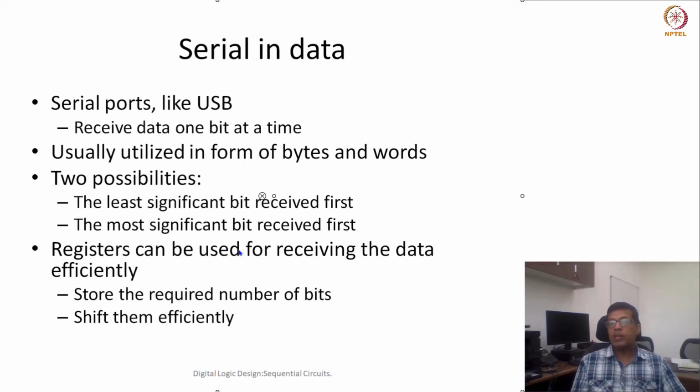Now when we are receiving it bit by bit, there are 2 possibilities. Either we take the least significant bit first and then the most significant bit, and then we can store them in registers, and when enough bits are there, let's say we would like to store 32 bits of data. Once 32 bits have been received, then we can read it out as a parallel register, or as a 32-bit number. Okay, so how can we do that?